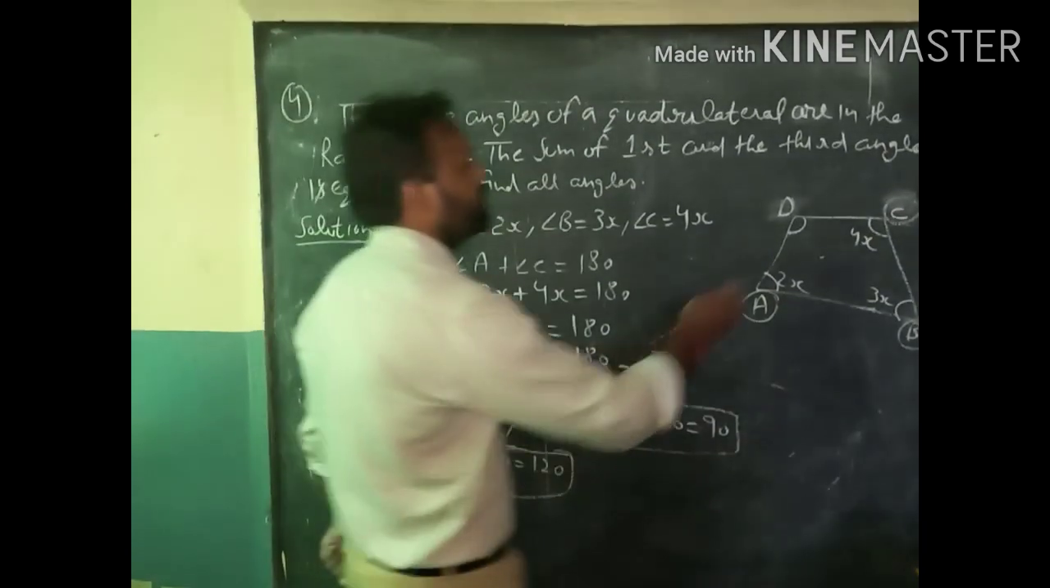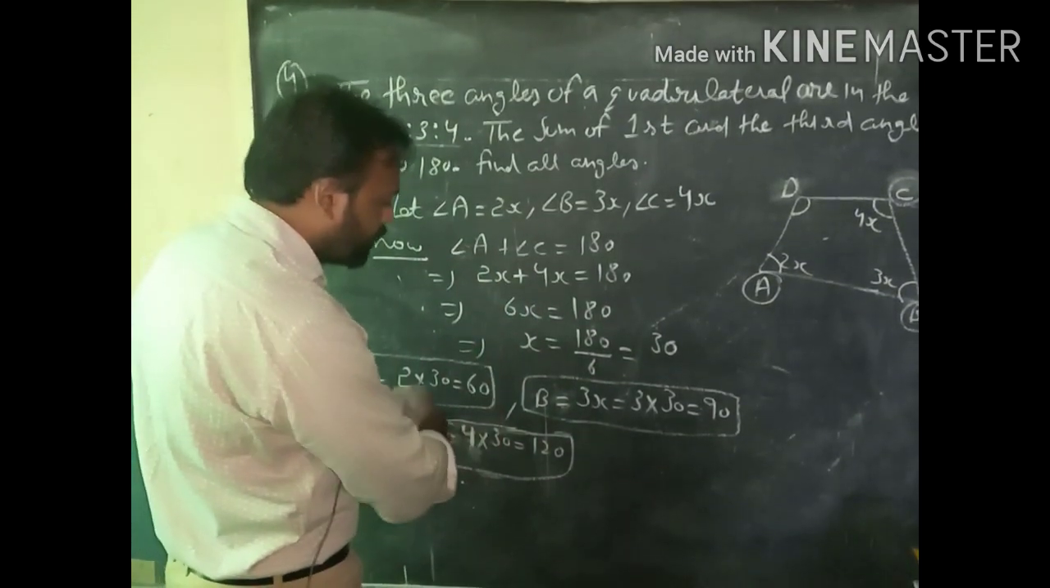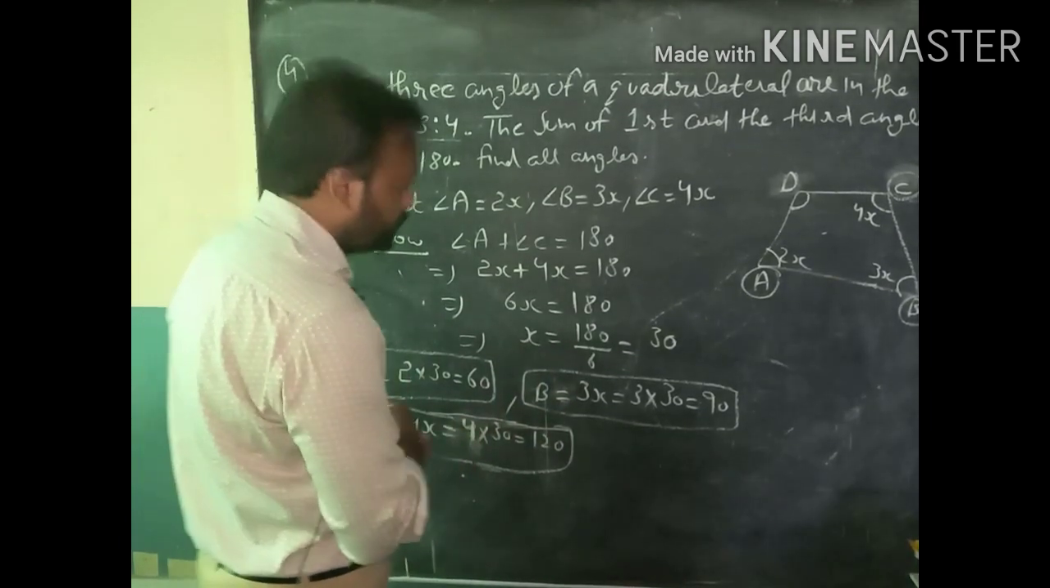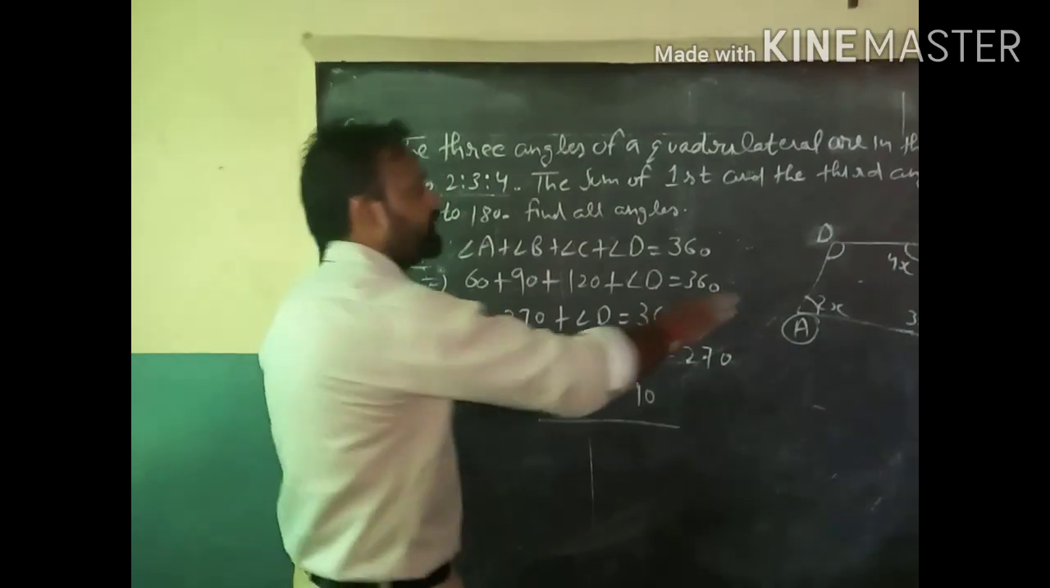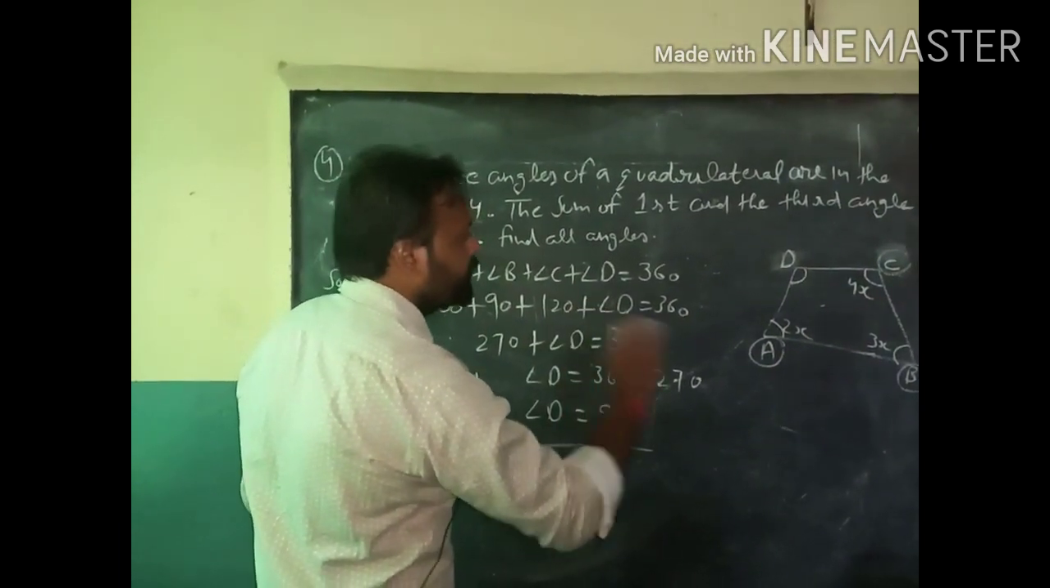Now we have to find the angle D also. How can we find this angle? With the help of these three angles. So now we have to find the value of angle D. We just found the values of angle A, B and angle C.